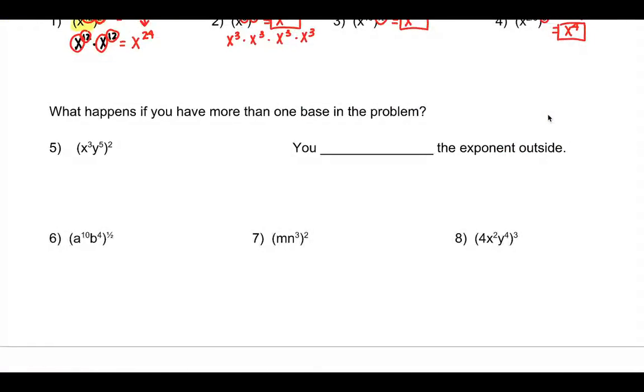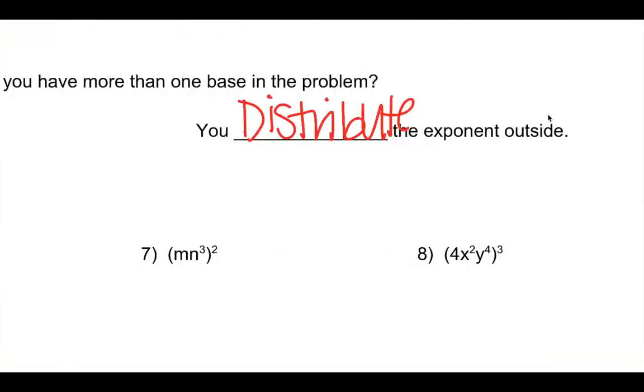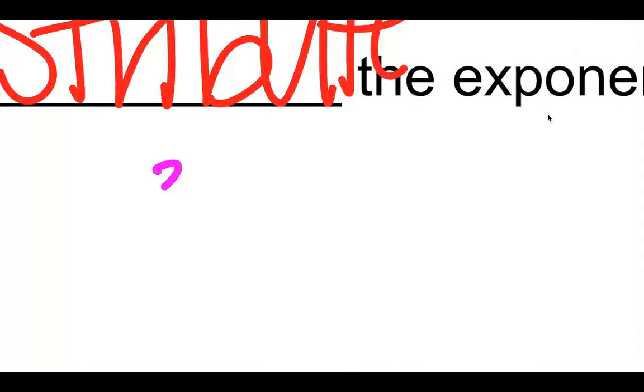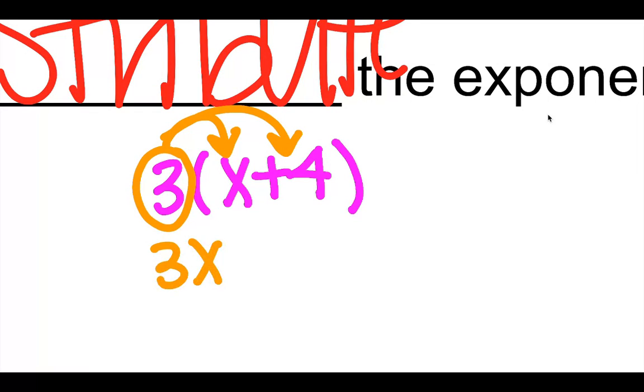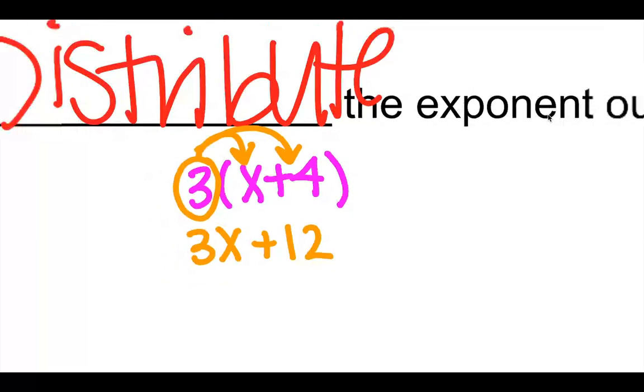Okay, what happens if you have more than one base in your problem? You're going to distribute it. So when solving equations, we learned about distributing. If I have 3 times x plus 4, what do I have to do if I'm simplifying this? I've got to take this 3 and multiply it by everything on the inside. I'm left with 3 times x, so it's 3x, plus 3 times 4 is 12. That would be distributing, right?